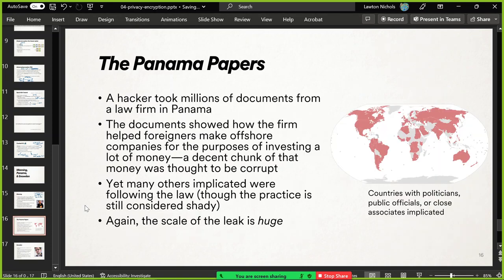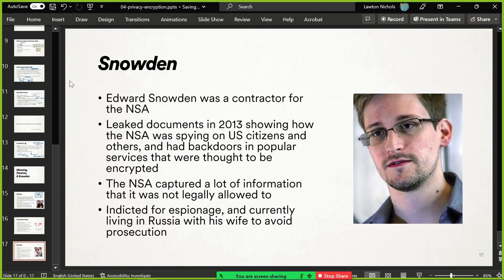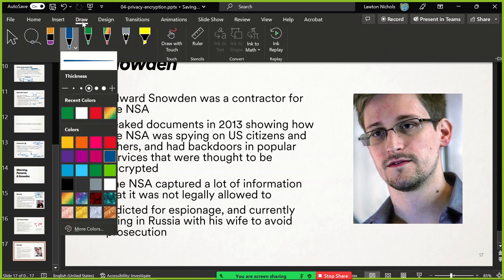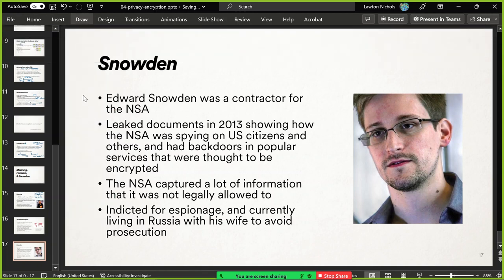Panama Papers, I think I will skip because I have to release a new assignment to you, but another kind of leak. And then we have Snowden, Edward Snowden, right? He leaked a lot of information as well. He was a contractor for the NSA. He leaked a ton of documents and they were all classified. And back in 2013, he showed that the NSA was spying on U.S. citizens, which they were not allowed to do. That was against the law. They had back doors in popular services like Facebook and stuff that people were using that they didn't know about.